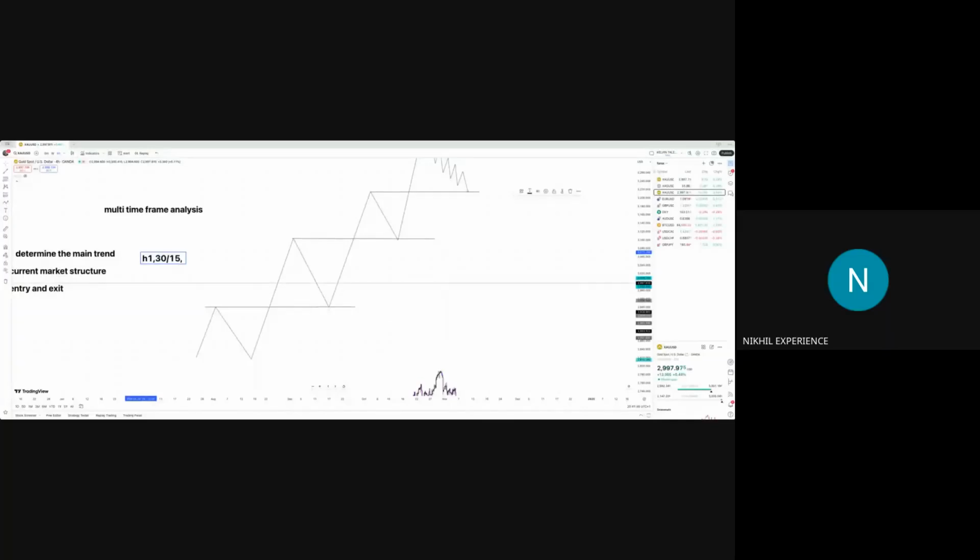Then your lowest time frame, that is where you're now looking for that entry and exit, could either be the 15 minutes or the 5 minutes.